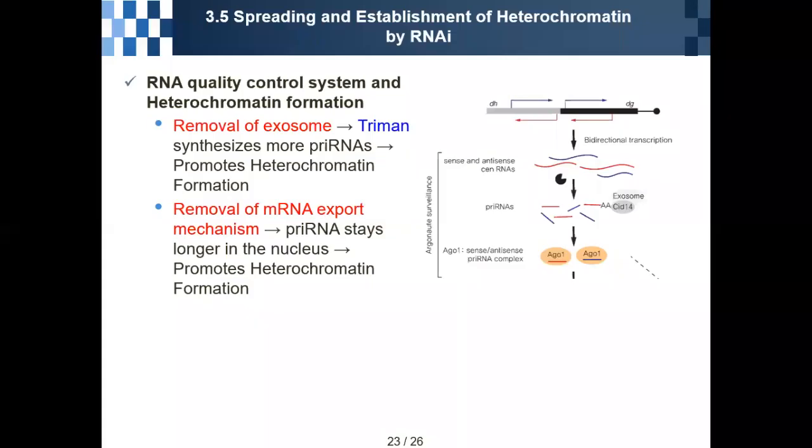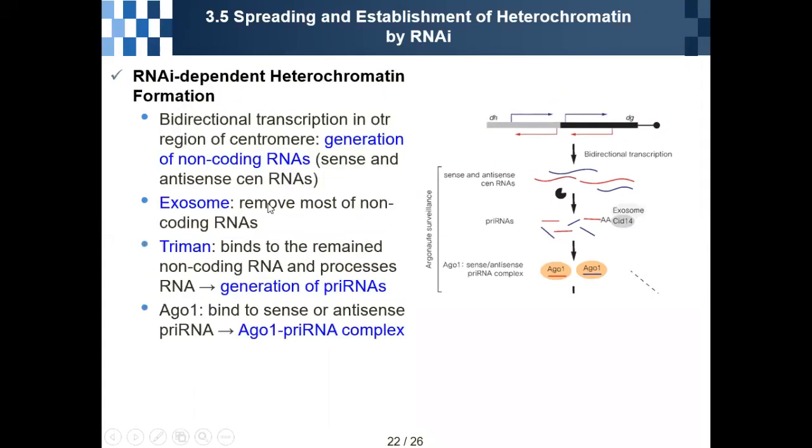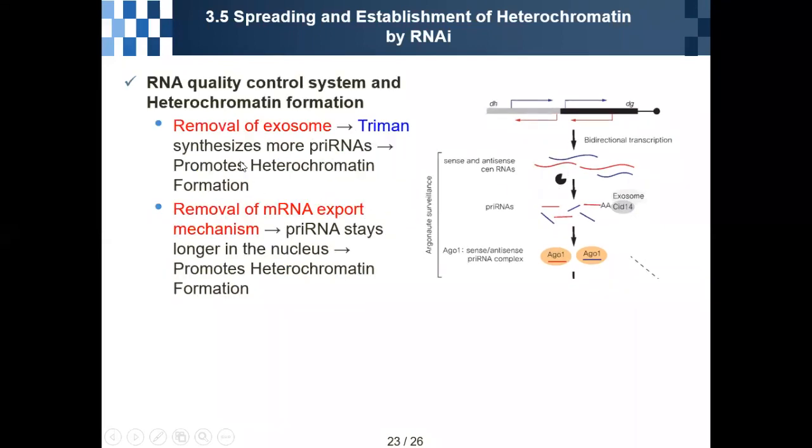So if you remove the exosome, what is the main function of the exosome? Its function is to remove most of the non-coding RNA. It means that after we remove the exosome, there will be a loss of this removal, so non-coding RNA can accumulate and more RNA can be synthesized. It means that they will promote heterochromatin formation.